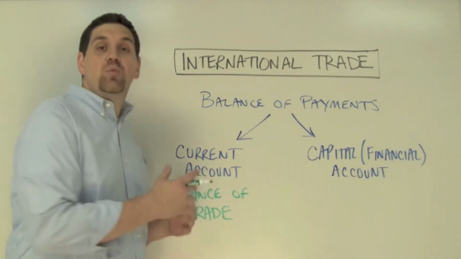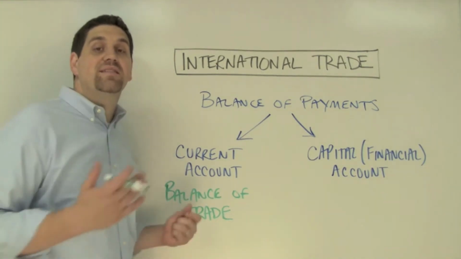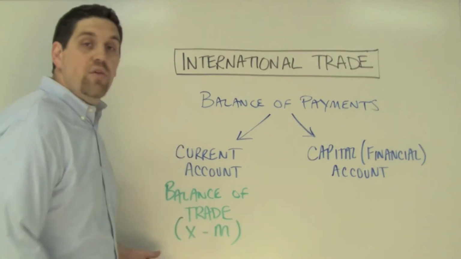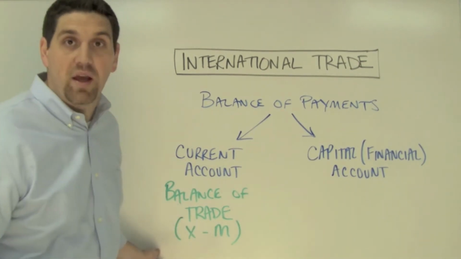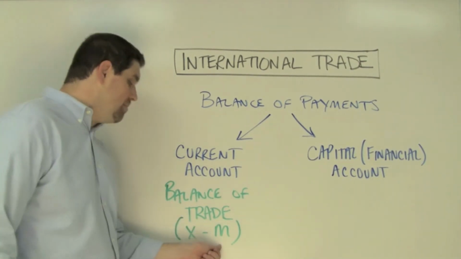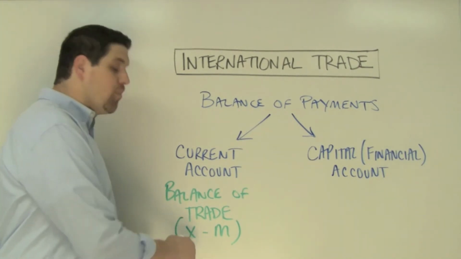The balance of trade is a record of all the exports and imports of goods and services of a country. Balance of trade is the same idea as net exports. So this is the concept that you normally hear in the news, the idea of a country having a trade deficit or a trade surplus. A trade deficit is when a country imports more than it exports, and a trade surplus is when a country exports more than it imports.